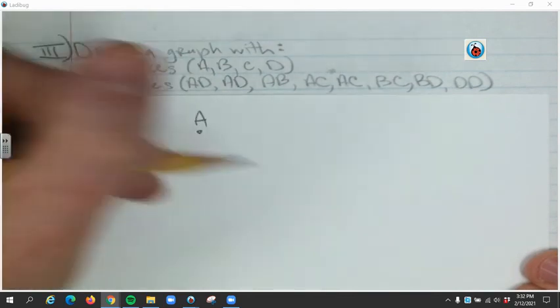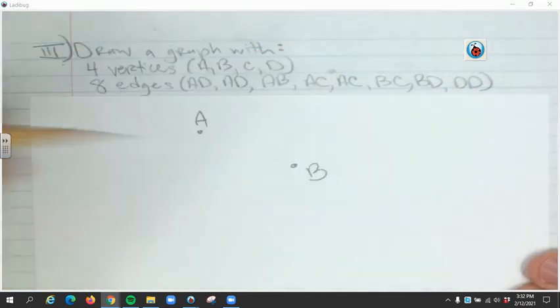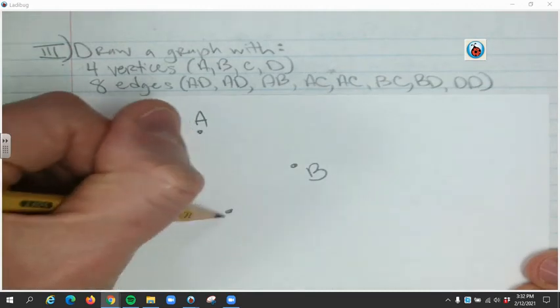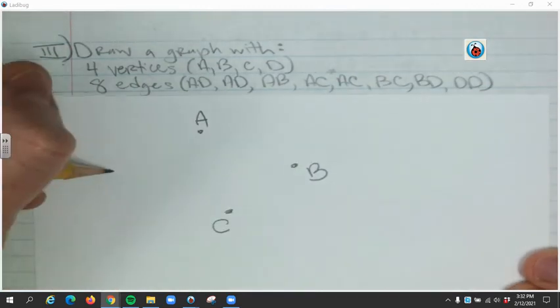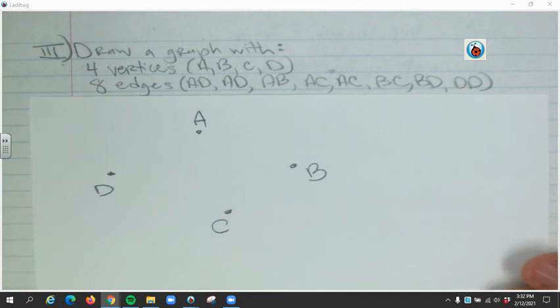I'll put B over here. I'll put C down here. I'll put D over here. Again, if you want to put them in a different order, you can. If you want to change your shape, you can. It doesn't really matter. You're drawing this on your own. You have 8 edges, so it does matter how you connect your edges.